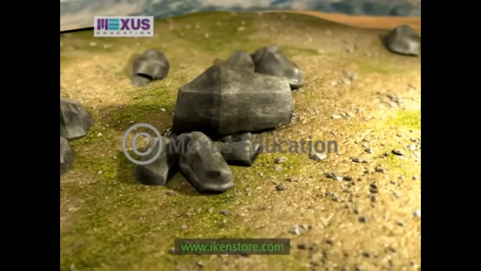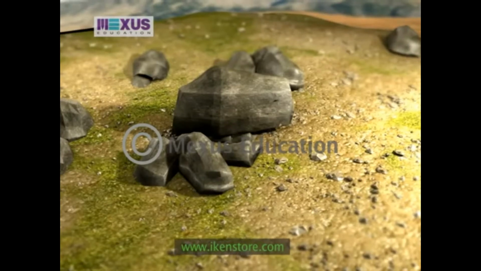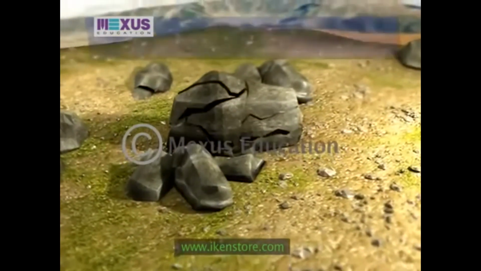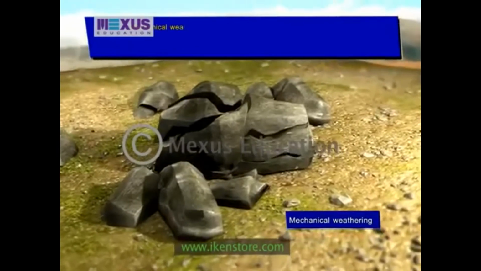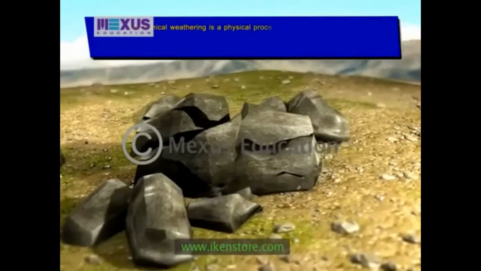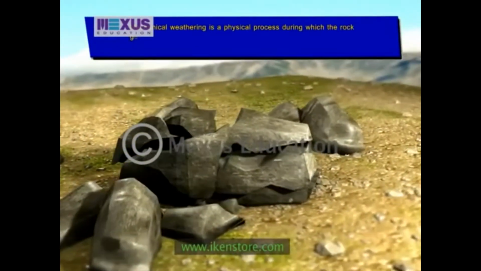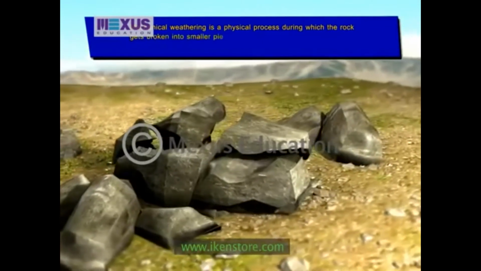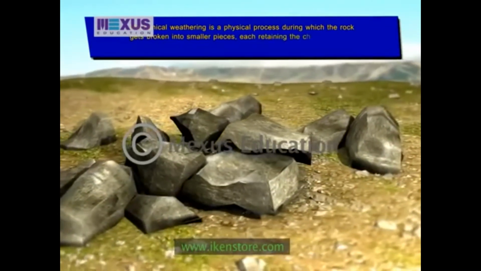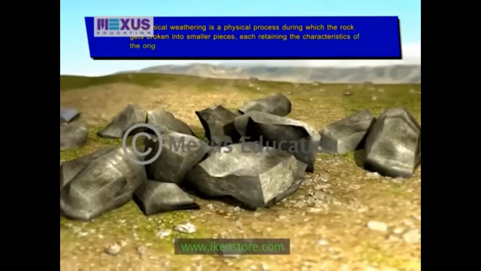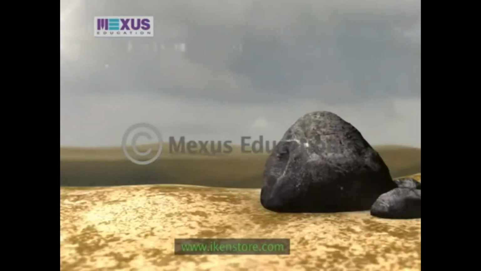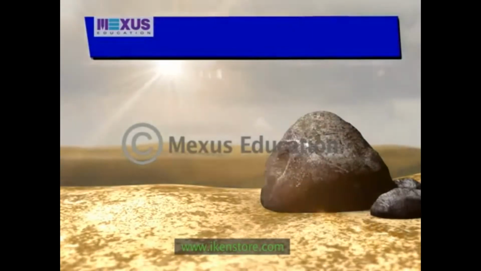There are three types of weathering processes. The first process, called mechanical weathering, is a physical process during which the rock gets broken into smaller pieces, each retaining the characteristics of the original rock. Mechanical weathering can occur in many ways.